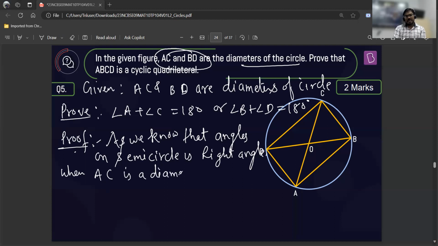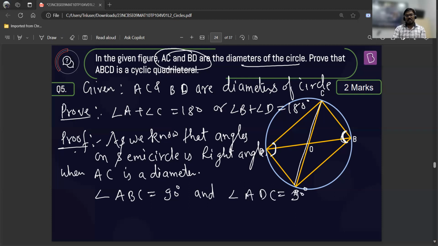When AC is diameter, what does that mean? That means angle ABC is 90 degrees. Angle ABC is a right angle, as well as angle D is also 90 because AC is diameter. That means ADC and ABC are the angles in a semicircle, right? And angle ADC is equal to 90 degrees.